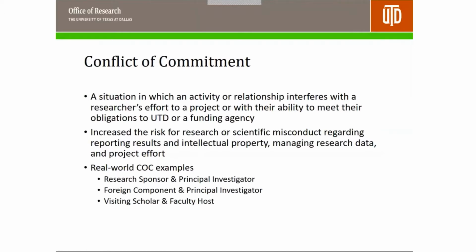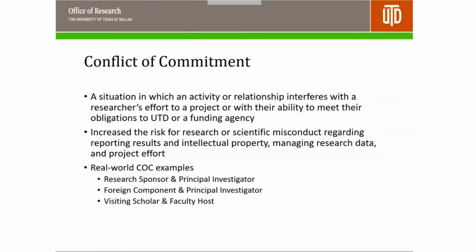And so in terms of continuing the discussion of how these regulations affect the conduct of the research, conflict of commitment can become a concern for an international research collaboration whenever you are engaged in federally funded research, because in this case, the conflict of commitment is a situation where there is some kind of activity or relationship that an individual researcher has that interferes with their ability either to perform a project or to meet their obligations to UTD and the funding agency that is paying for the research that they're working on.